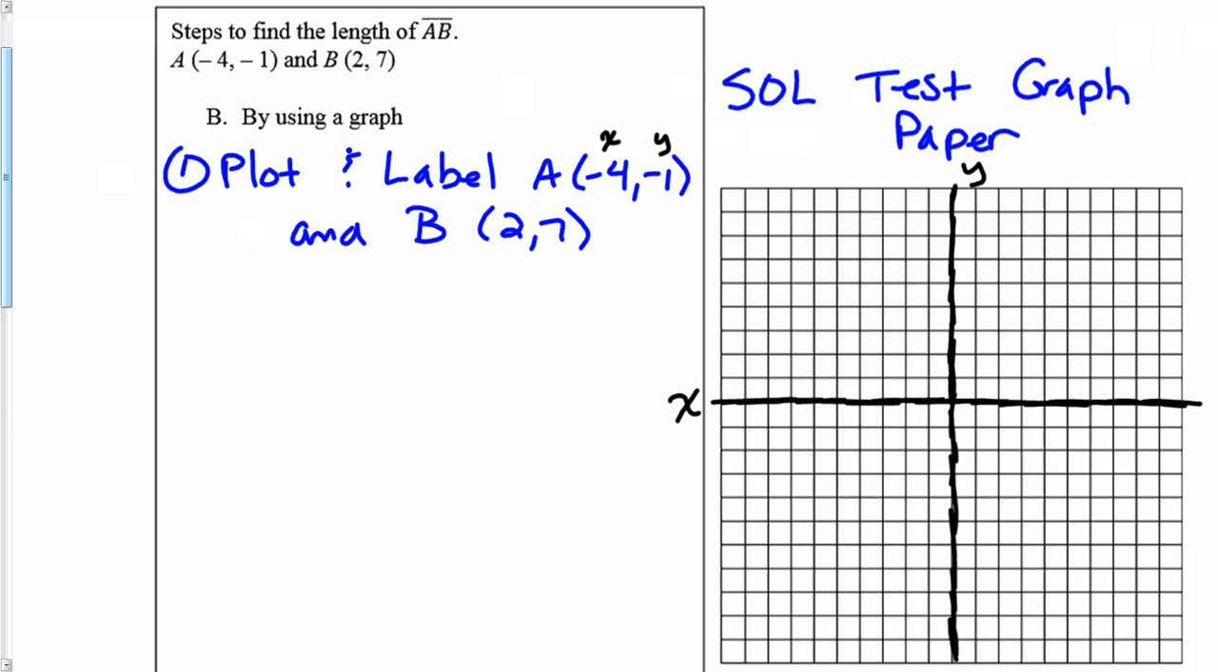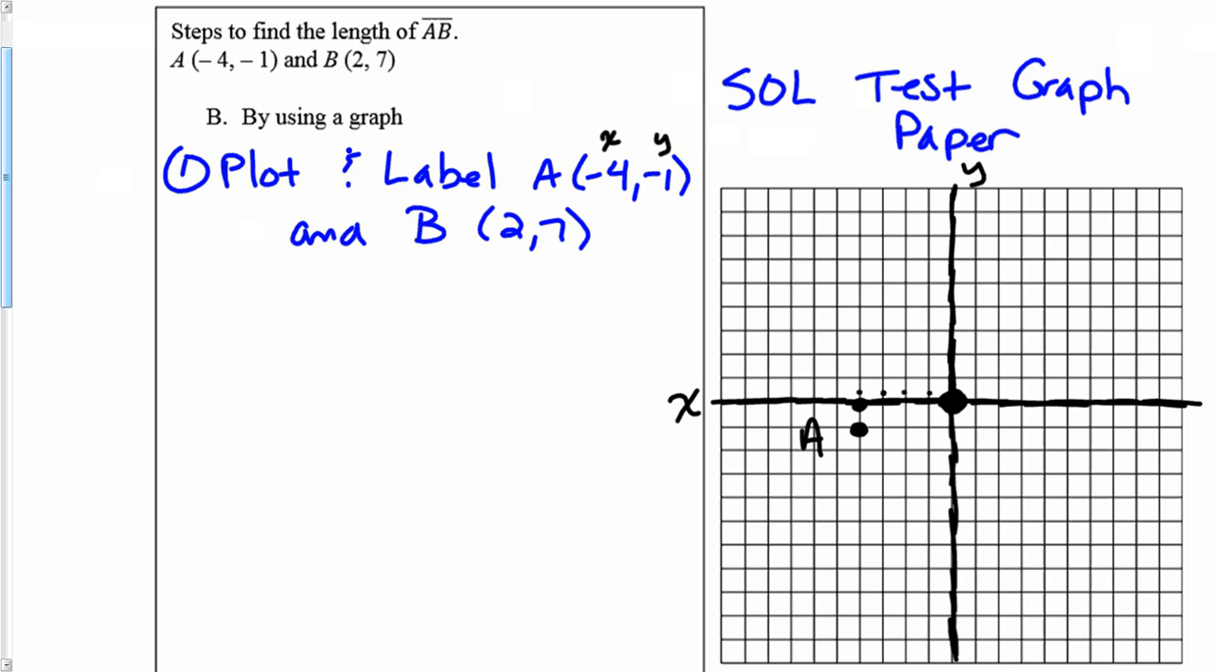The first number is the x, the second number is the y. I always start at the origin. That's the big point here with the x-axis and y-axis across. So -4 is backwards 4. So I go back 1, 2, 3, 4. So here's my -4. And then I go down -1. So -1 is down. This point right here is A.